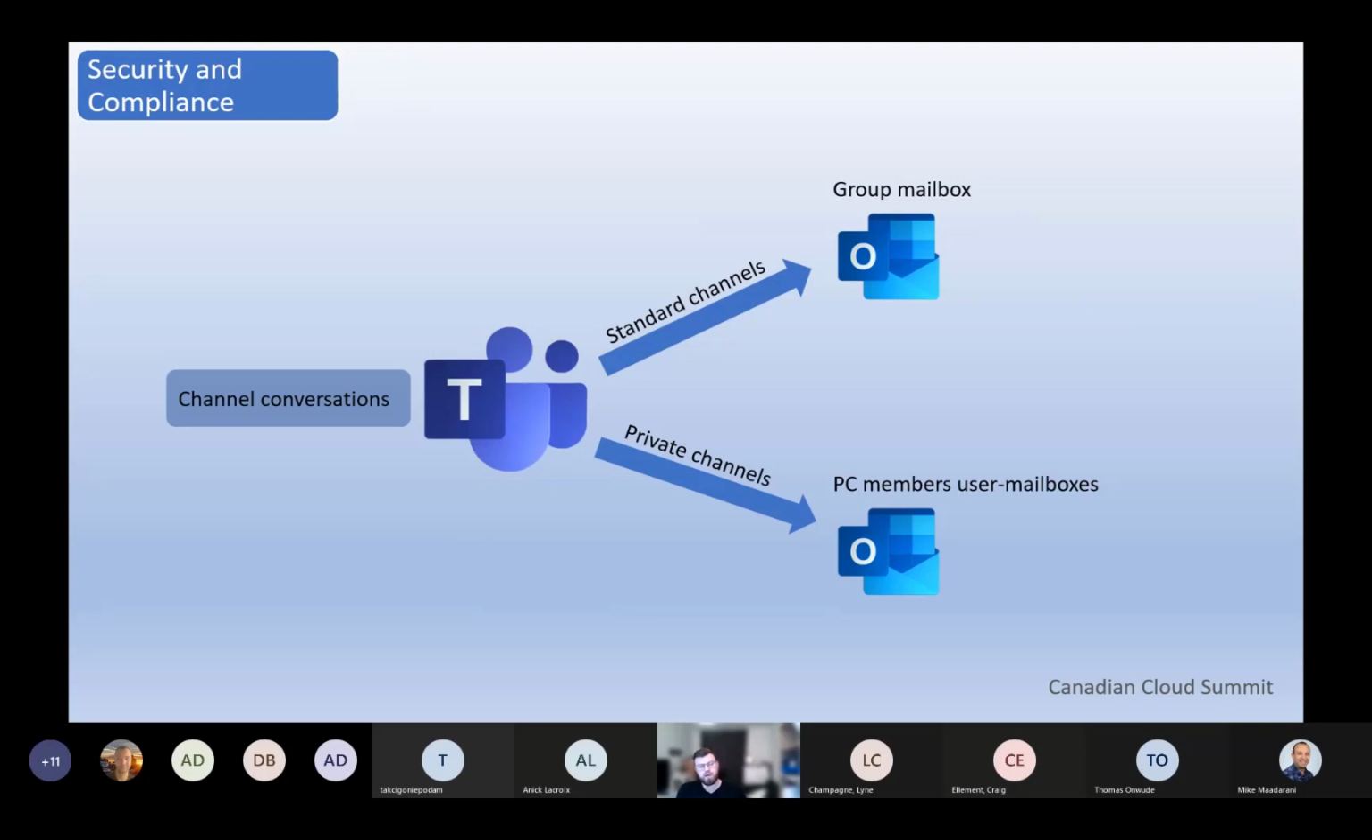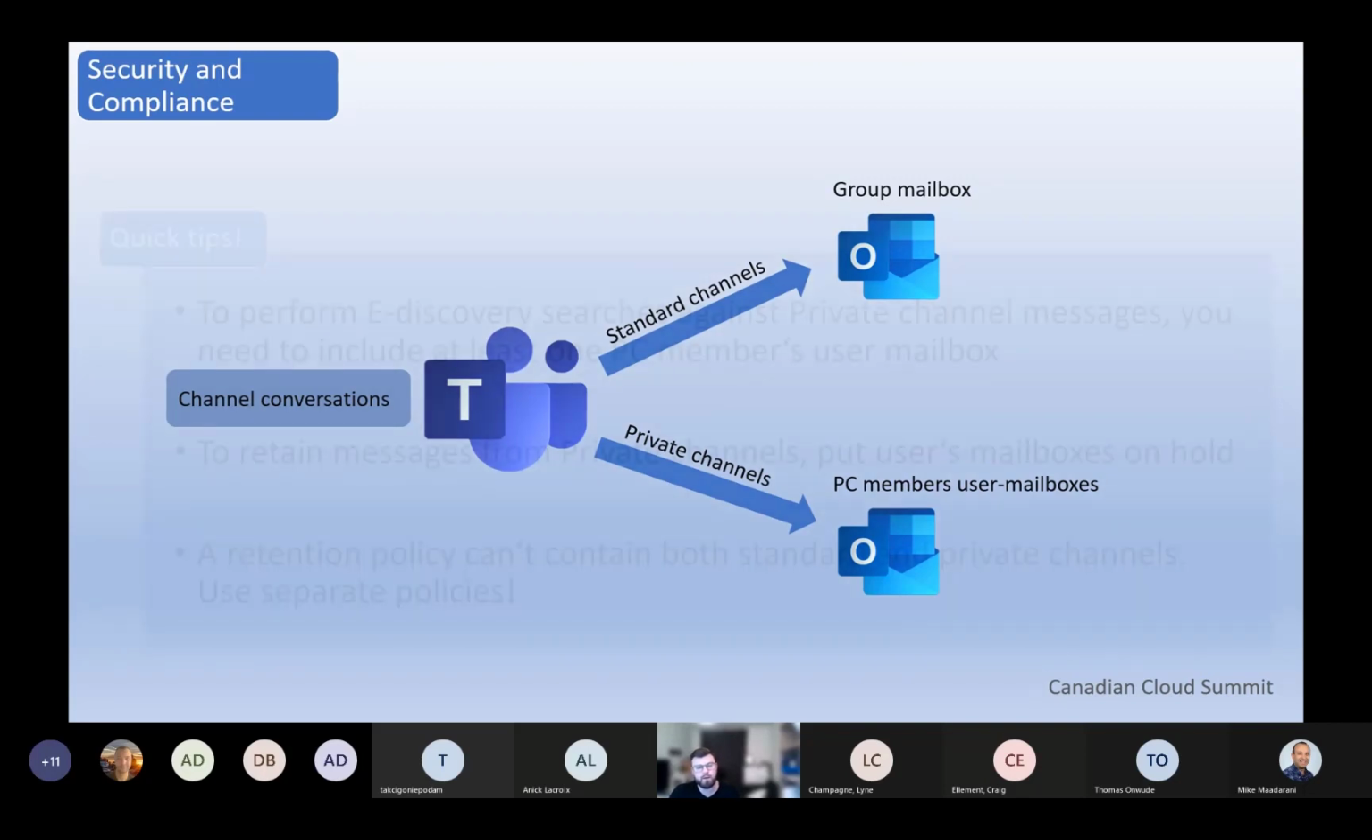All right, when it comes to channel conversations in private channels versus standard channels, all the conversations are copied to the group mailbox, which is also provisioned behind the scenes when you create a team. And you can put this group mailbox on hold, for example, or search it for e-discovery or something like that. But with private channels, the conversations go to the personal mailbox of the individual members of that private channel. There's no group mailbox for a private channel.